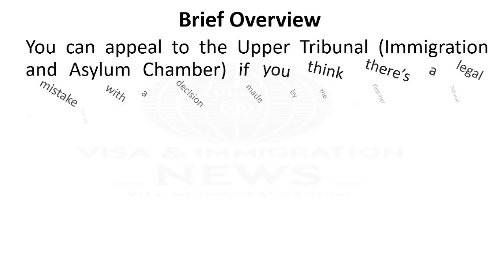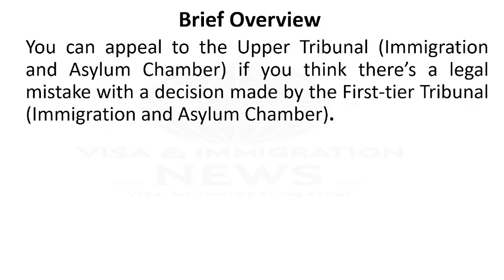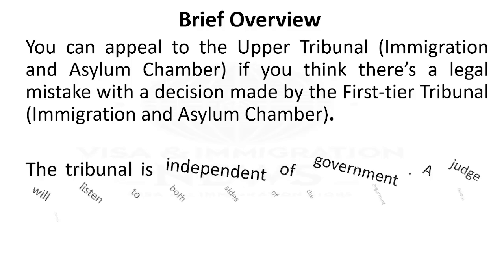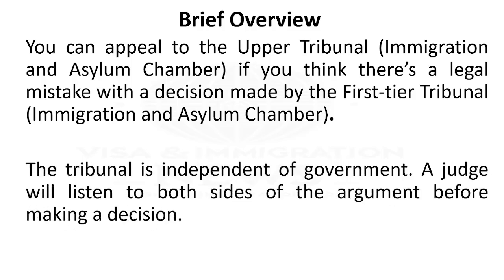You can appeal to the Upper Tribunal, Immigration and Asylum Chamber, if you think there's a legal mistake with a decision made by the First-tier Tribunal, Immigration and Asylum Chamber. The tribunal is independent of government. A judge will listen to both sides of the argument before making a decision.